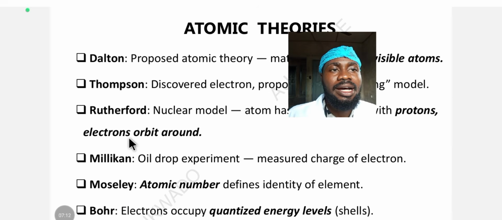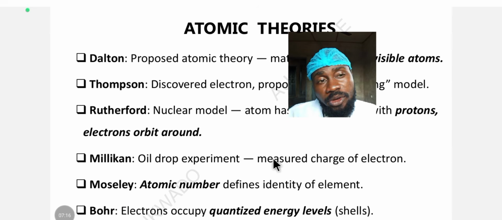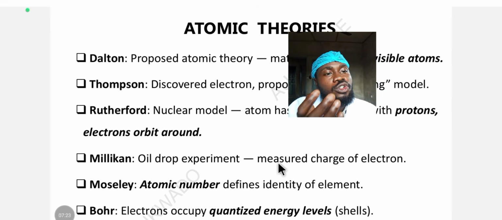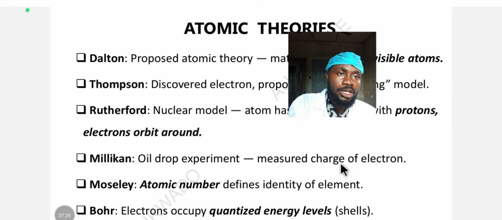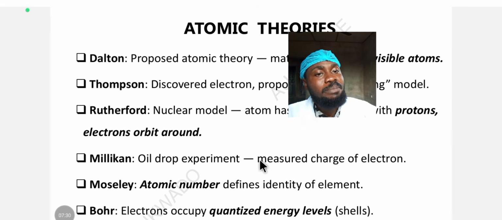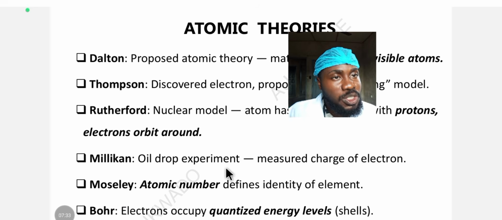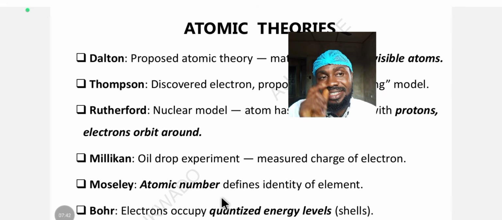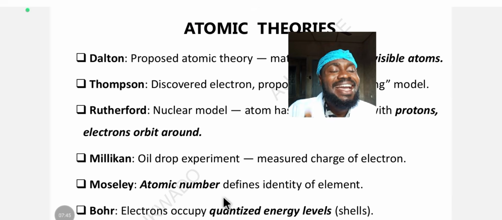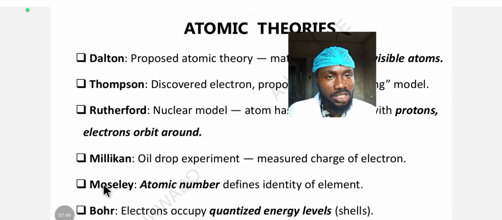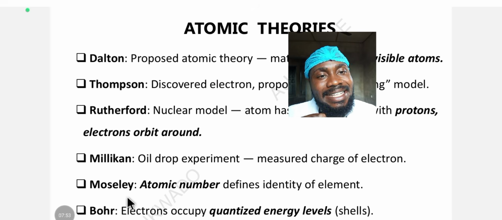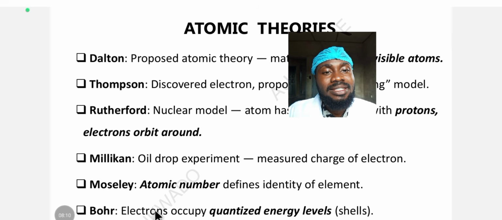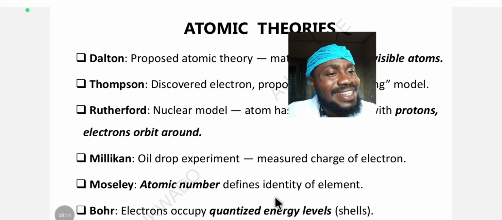Now let's look at what Millikan contributed. Millikan did the famous oil drop experiment, used to measure charge. Millikan used the oil drop experiment to measure the charge of the electron. Then next is Moseley, and Moseley discovered atomic number. He defined atomic number as the identity of elements. The final one we have here is Bohr. And what's Bohr's model? Bohr said that electrons occupy quantized energy levels.